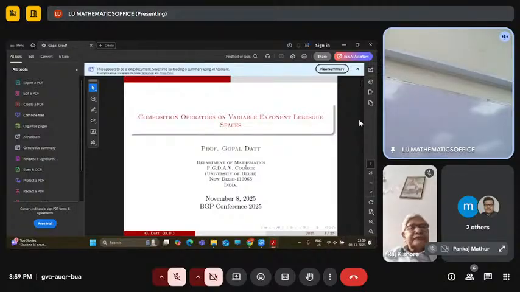And the question is now, can we replace this p, instead of a scalar or constant, by some kind of function? Instead of power p, it will be p(x). And then what kind of p has to be there? So we take a specific kind of p, some measurable functions with a specific kind of range, and those spaces are known as variable exponent spaces.